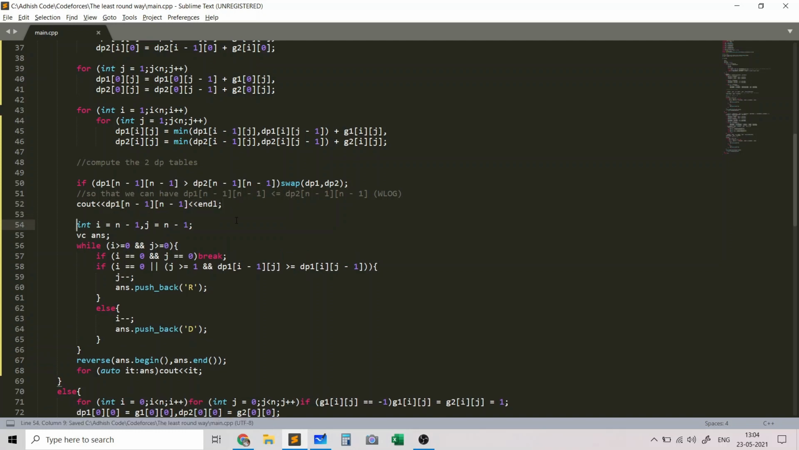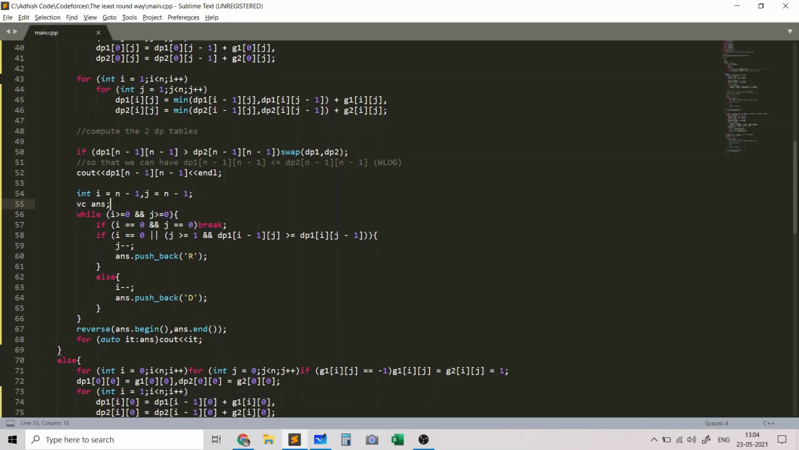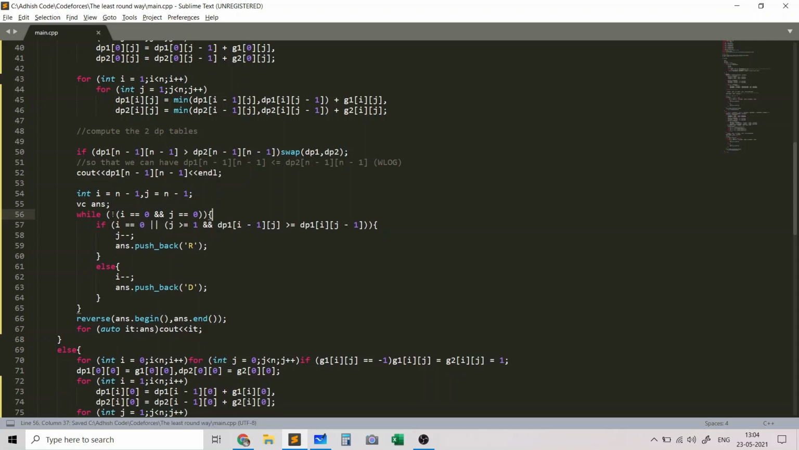Then our i comma j is n minus 1 comma n minus 1. I have a vector of characters called answer, and while both i comma j are not equal to 0. Another way to write this is while not i is 0 and j is 0, we do the steps which I showed on the whiteboard. Basically, if i is 0 we need to decrease j, and otherwise we need to choose between dp i minus 1 j and dp i j minus 1. And similarly if j is 0 then we do i minus minus.